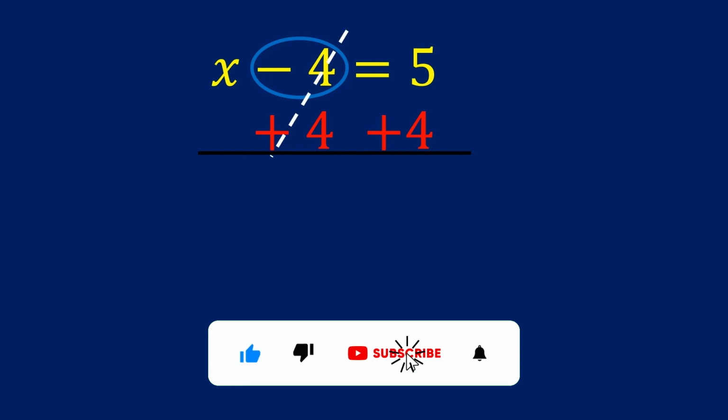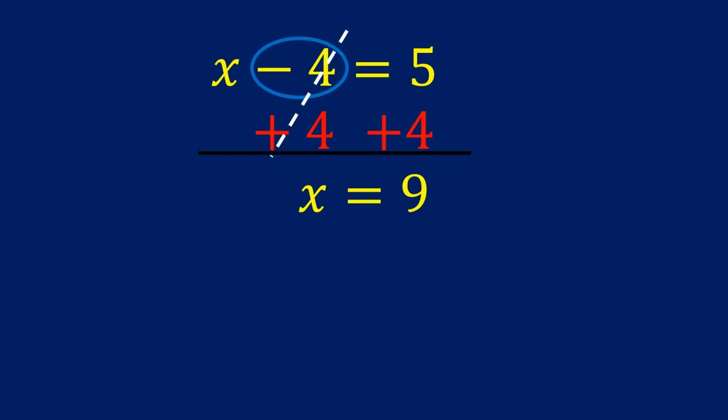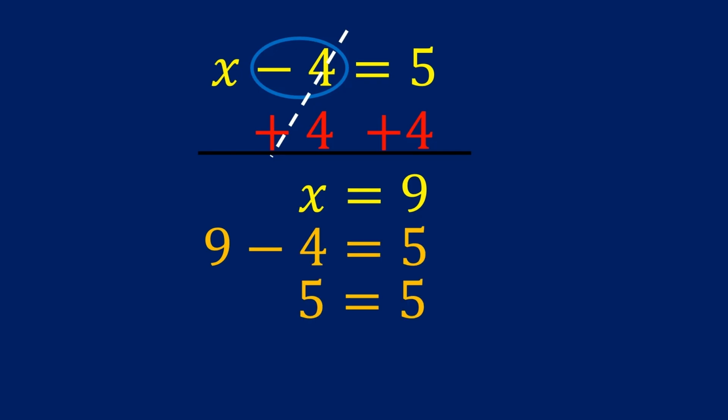Negative 4 plus 4 is 0. So x is therefore equal to 5 plus 4, which is 9. And now to verify, 9 minus 4 is indeed equal to 5. So that's the solution to the equation.